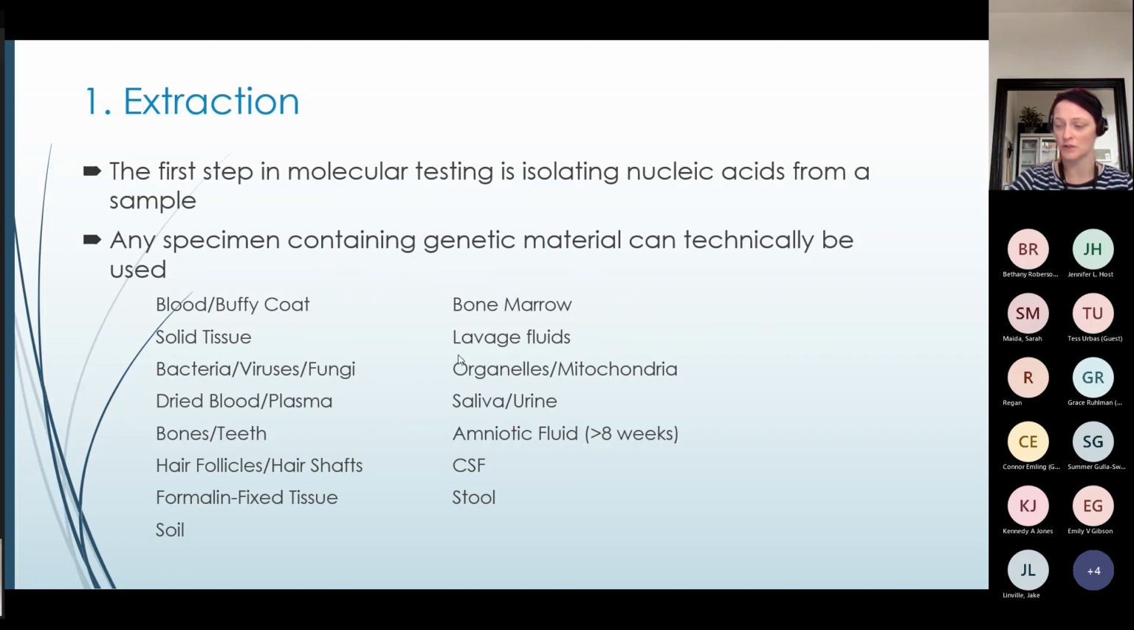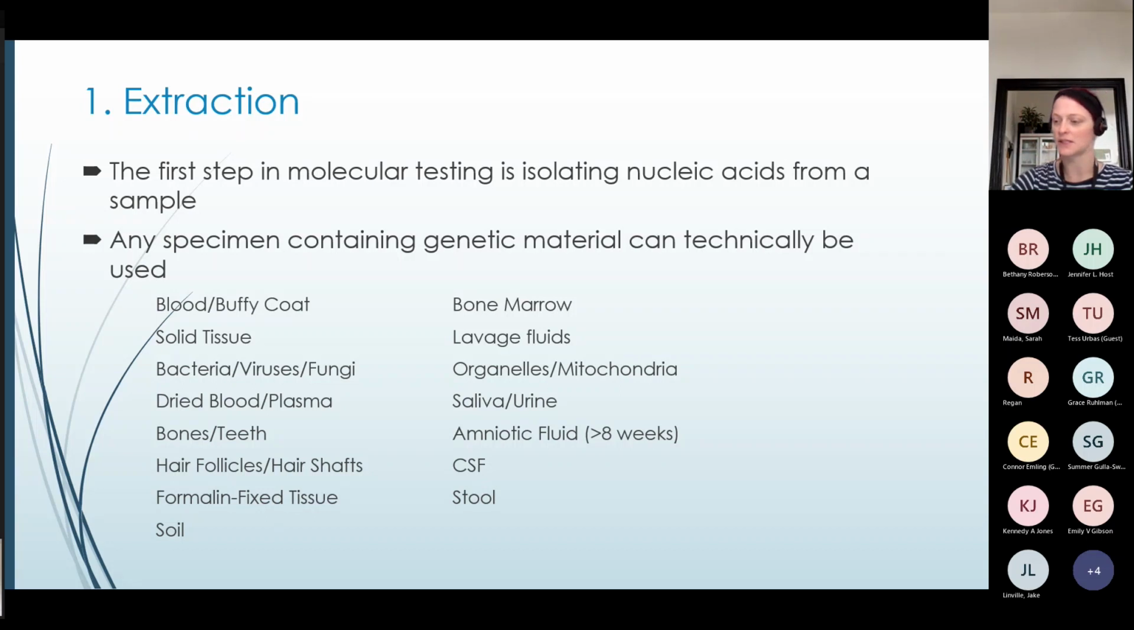We can use solid tissues, and you would mince the tissue up into small pieces and then digest it. We could do viruses, bacteria, fungi, anything from a plate potentially. Dried blood and plasma. So dried blood would be on those little spots. You guys ever see a newborn screen when they drop the little blood into the cards, and the blood absorbs into the cards and the circles and everything? Did you ever see that or no? Yeah, we get those sometimes at CCL. So you can extract DNA from dried blood.